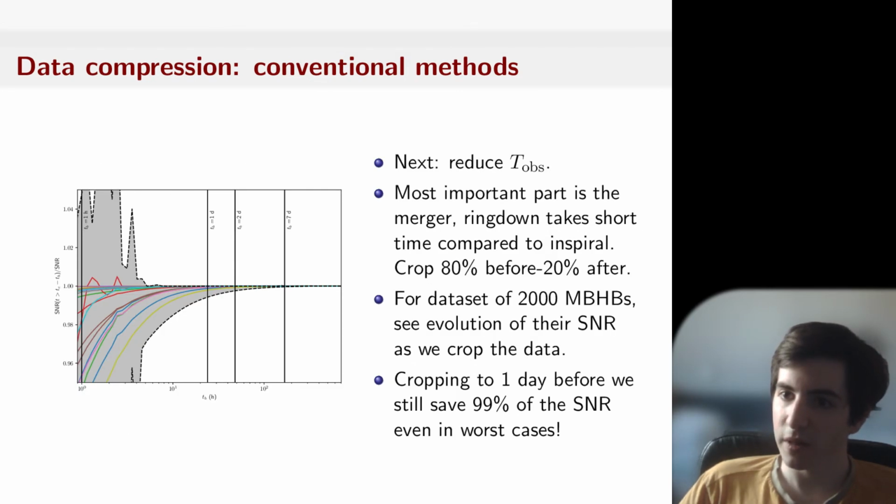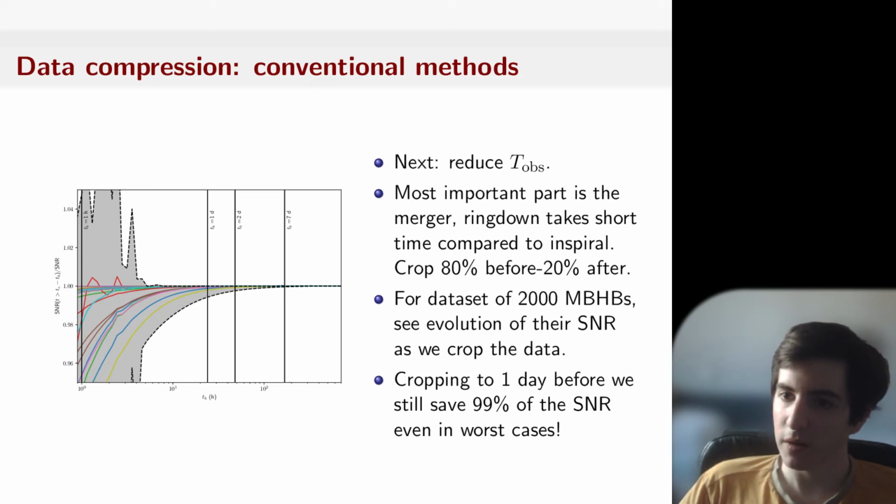The next obvious thing that we can do is to reduce the observation time. A year is a lot of time, and most of it will be either way before the merger or after it, when there is not much information. So we should be able to crop around the merger without too many problems. In terms of timescales, the ring-down decay happens much faster than the inspiral chirp, so we need to have more time before the merger than after it. It is for that reason that we have decided on an 80-20 split.